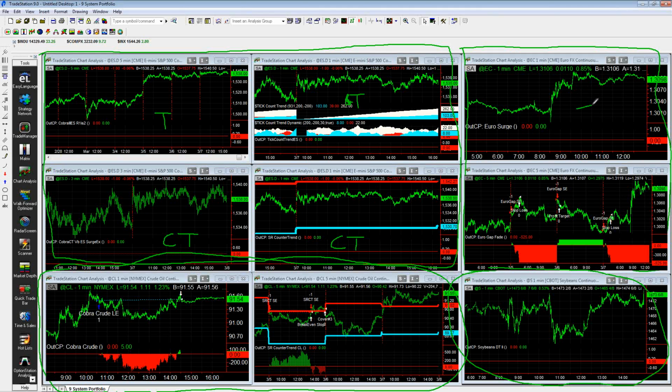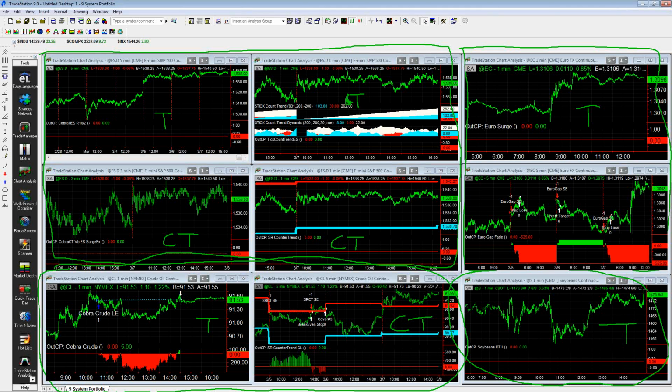Then over here you've got Euro Surge, which is a trend strategy for the Euro, and the Gap Fill, which is a counter trend strategy for the Euro. And then you've got Cobra Crude, which is a trend strategy for crude, and then SR counter trend crude. And that T over there keeps disappearing. Not sure why. Trend and counter trends. You get trend and counter trend for crude, 2 trend and 2 counter trend strategies for the E-mini S&P, a trend and a counter trend strategy for the Euro, and then just a trend strategy for soybeans.